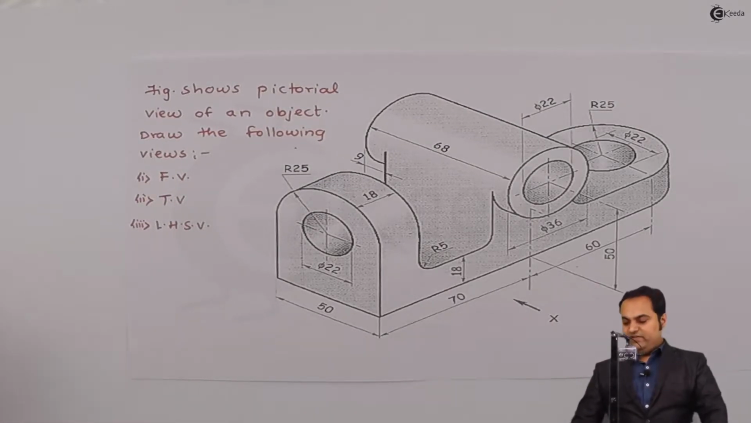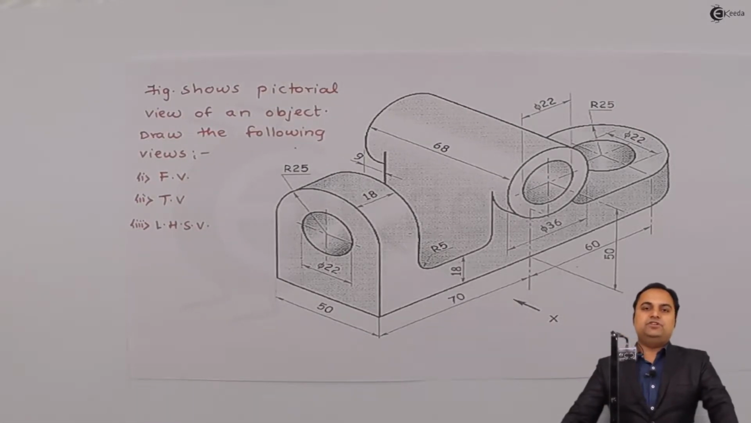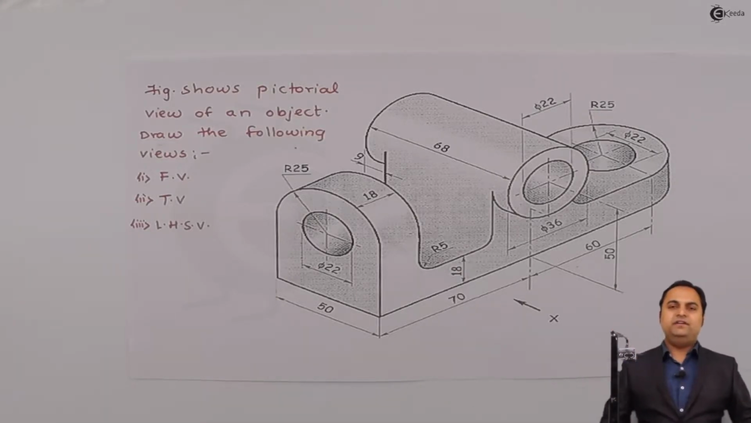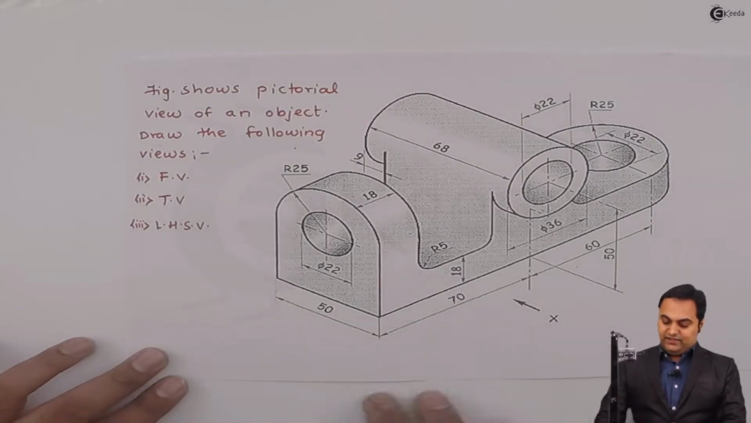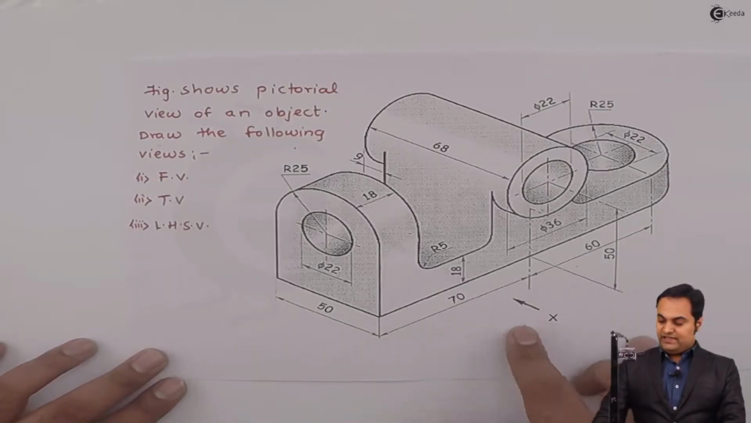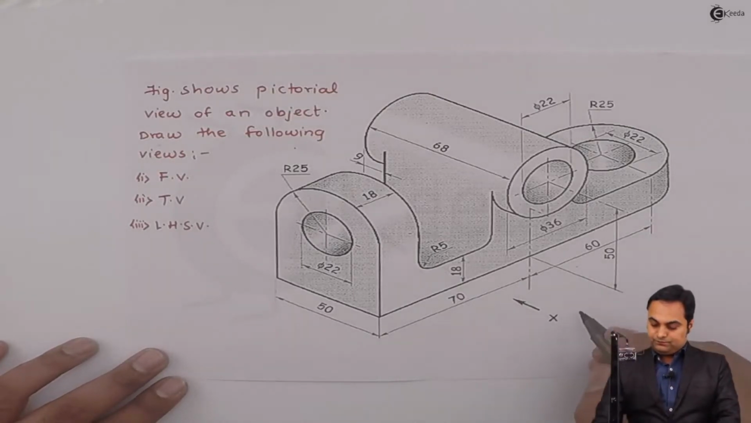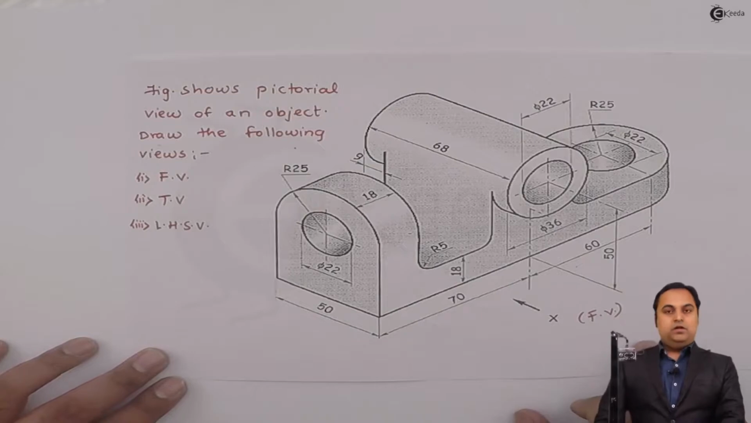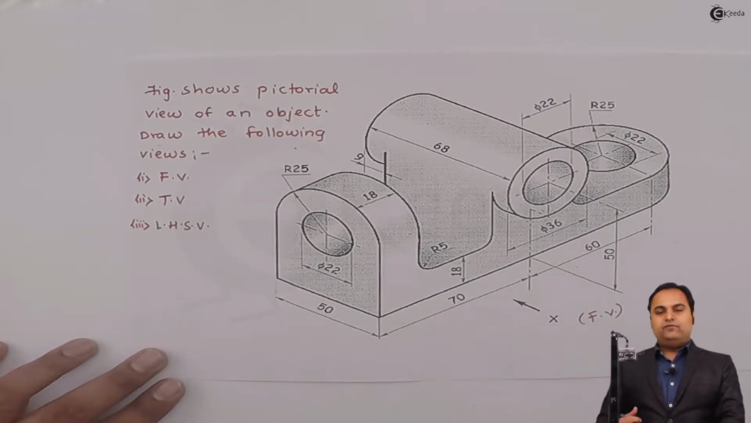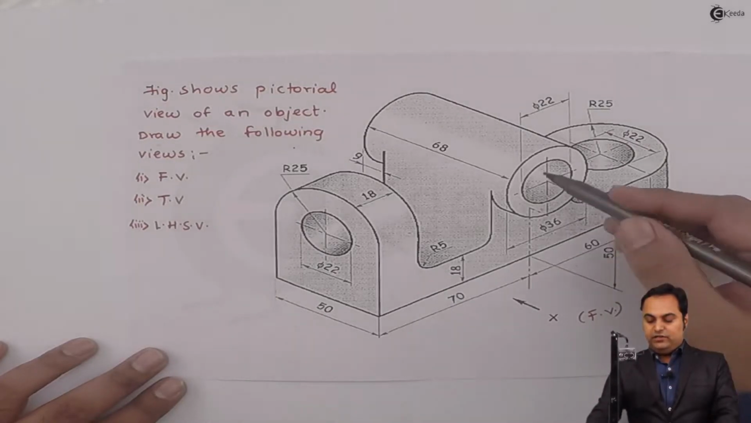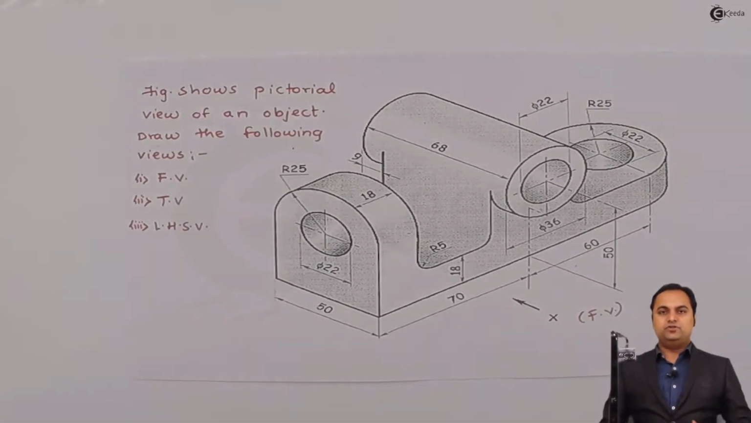Now, whenever the question is based on orthographic projection, the first thing we should know is how much is the total length, height, and width of the object. As I can see here, from arrow x direction, we are going to see the front view. And when we are looking from front, the length of the object and even the height of the object is visible, but the width is not visible.